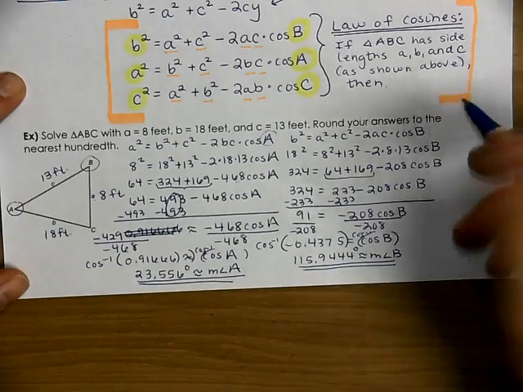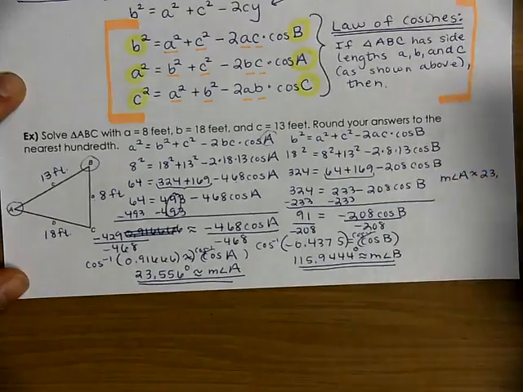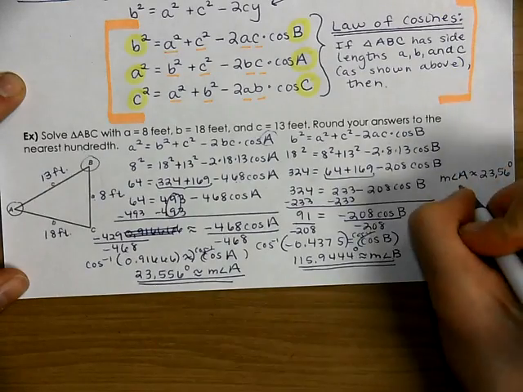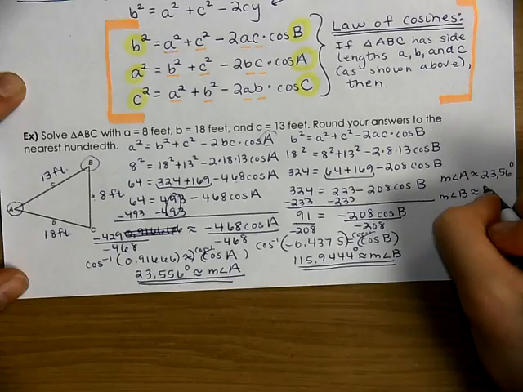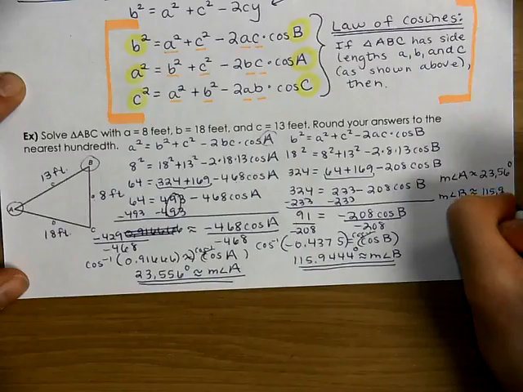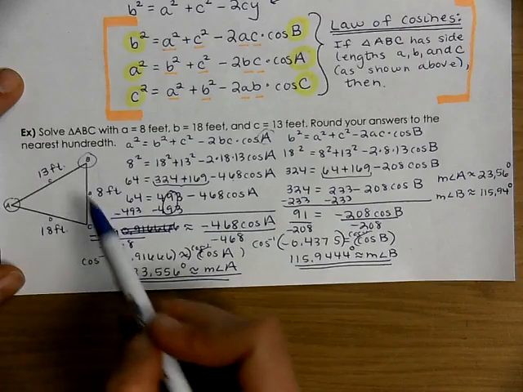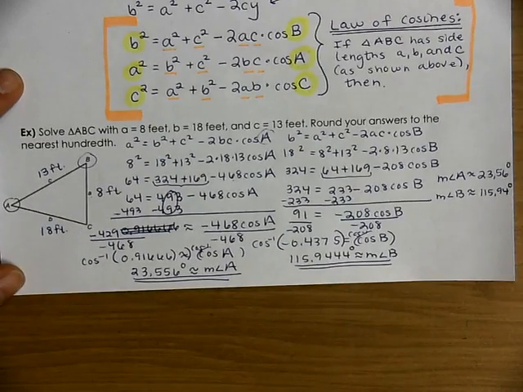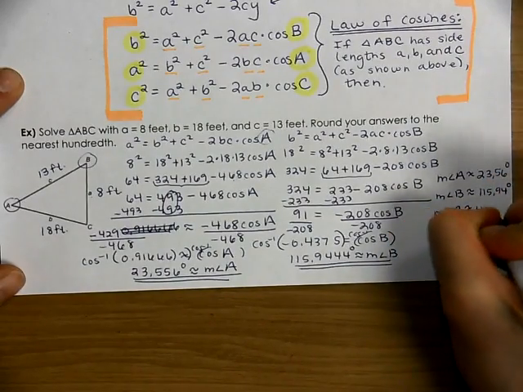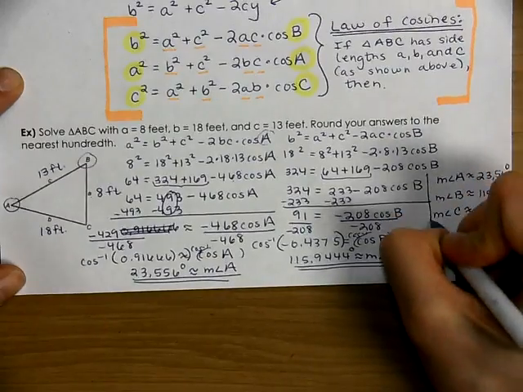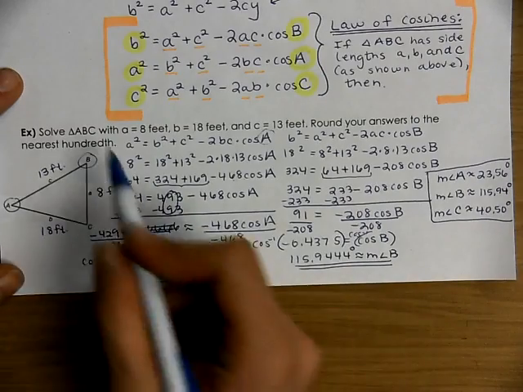So, my final answer is that the measure of angle A is approximately 23.56 degrees. Measure of angle B is approximately 115.94 degrees. And if I remember that the sum of the measures of the interior angles of a triangle is 180, then I can find that the measure of angle C is approximately 40.50 degrees. That way I do not have to use the law of cosines again. And now we have solved for this triangle.